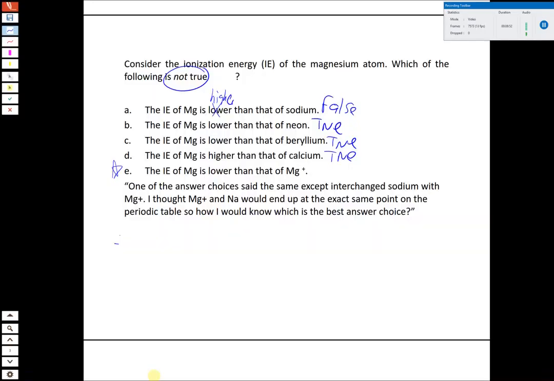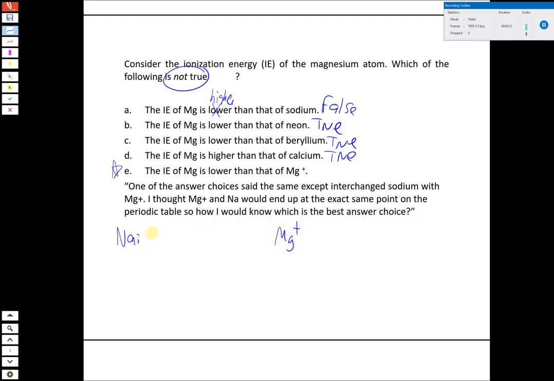Now there's two ways to go about addressing this point. So first is, in choices A and E, they is comparing magnesium to sodium and Mg plus. Well, let's compare the ionization energies of sodium versus Mg plus.